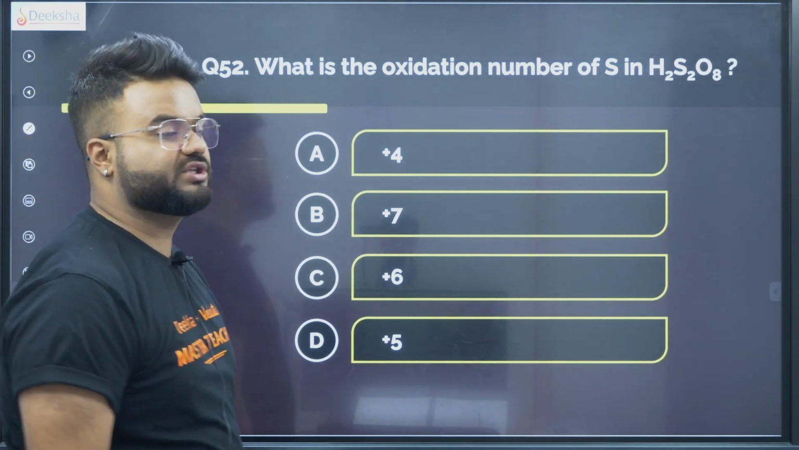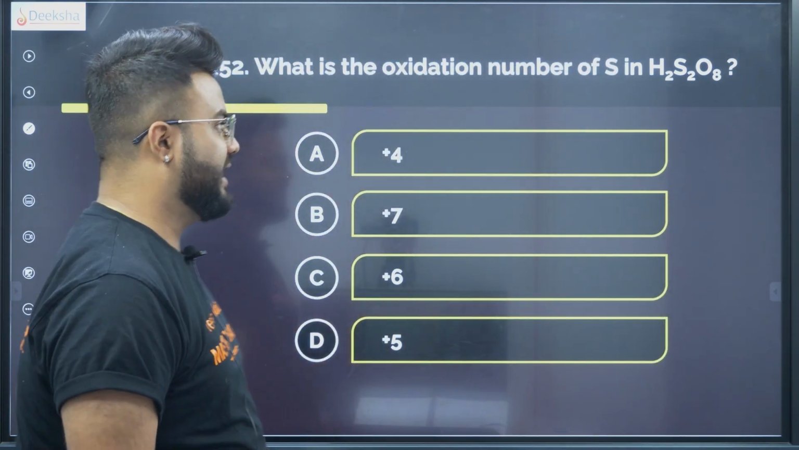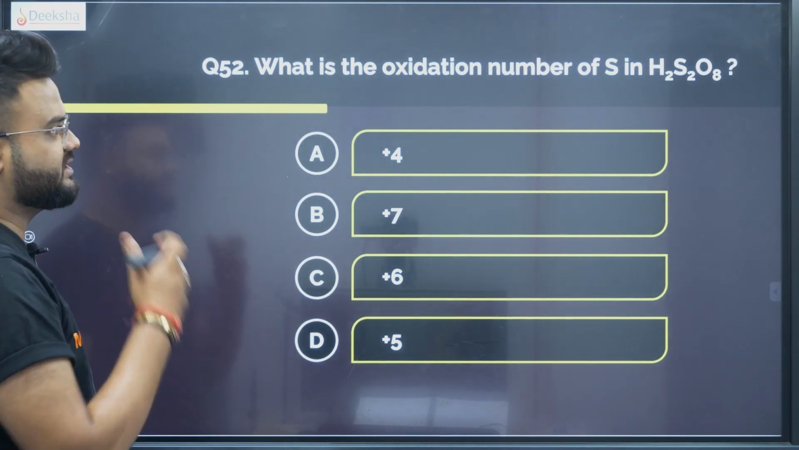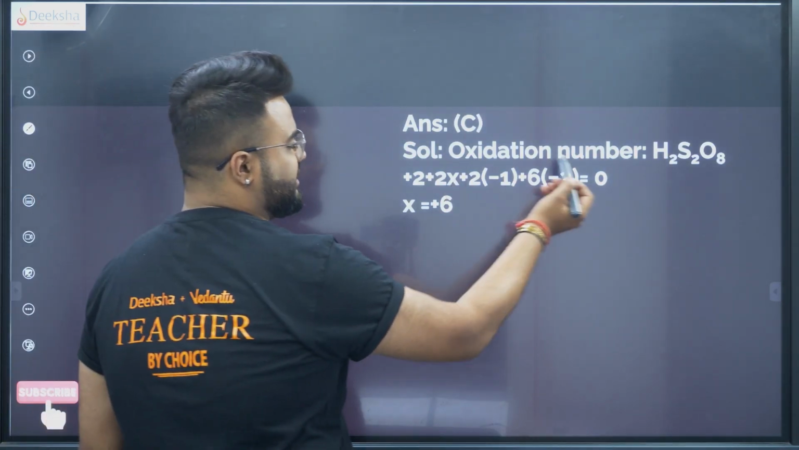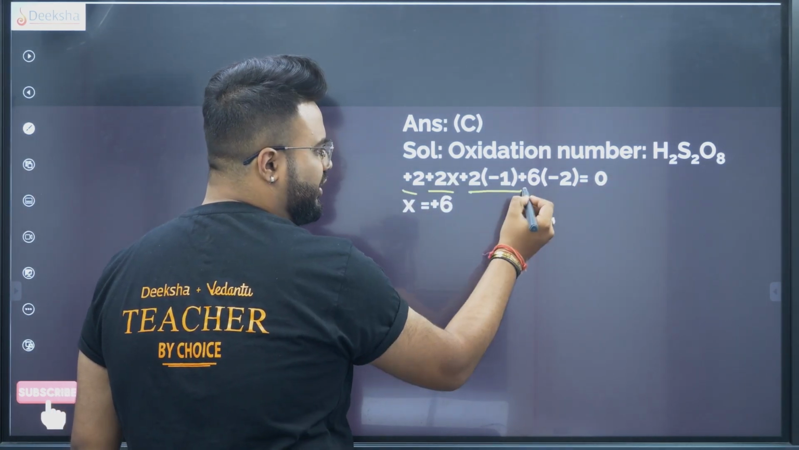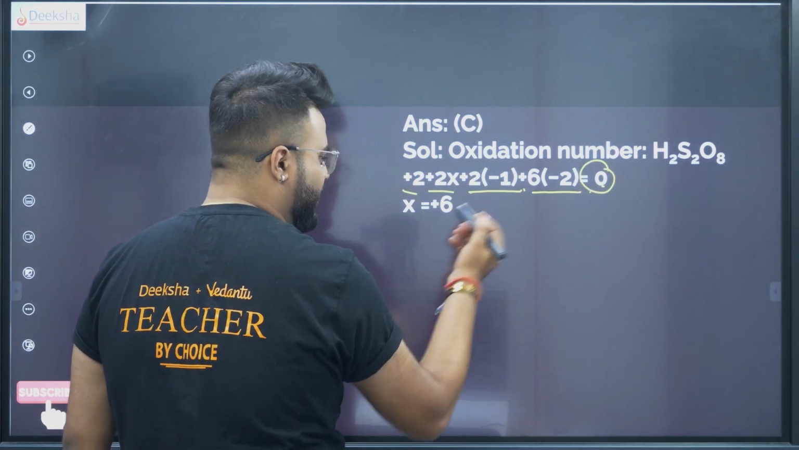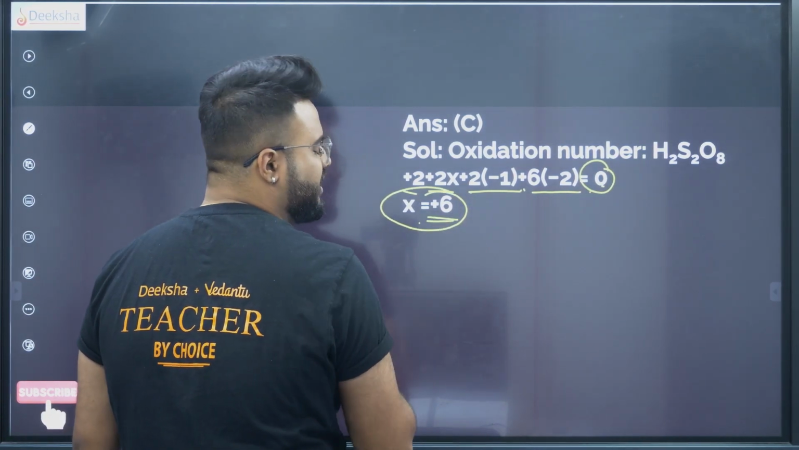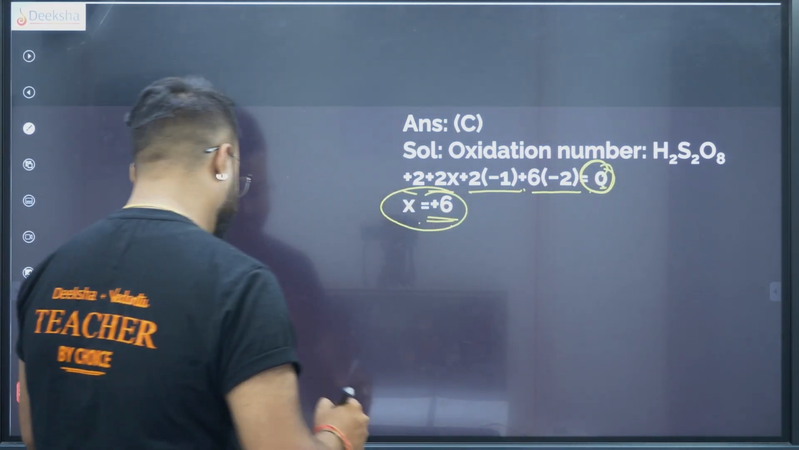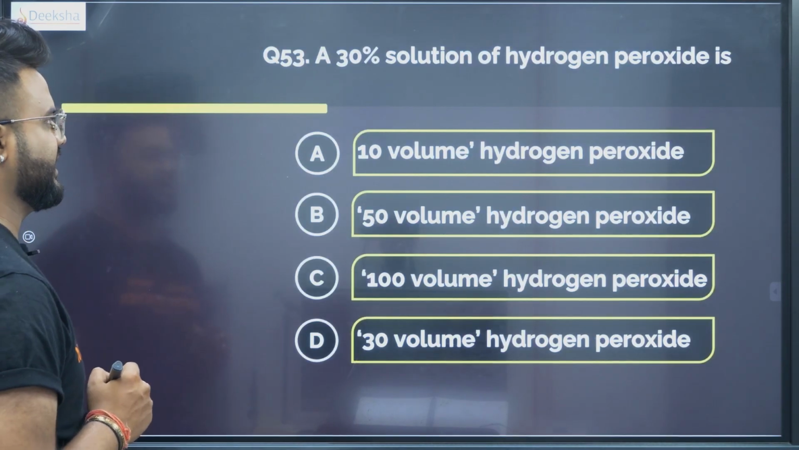What is this H2S2O8? That is nothing but peroxydisulfuric acid. And when I find out the oxidation state of this, we can find the oxidation number: H2, that is 2, plus 2x for the sulfur, plus 2 into -1 and 6 into -2, equals 0. When you solve, x is nothing but plus 6. It is a neutral compound, so you equate with 0 and it will be plus 6. Therefore, option C will be your correct answer.